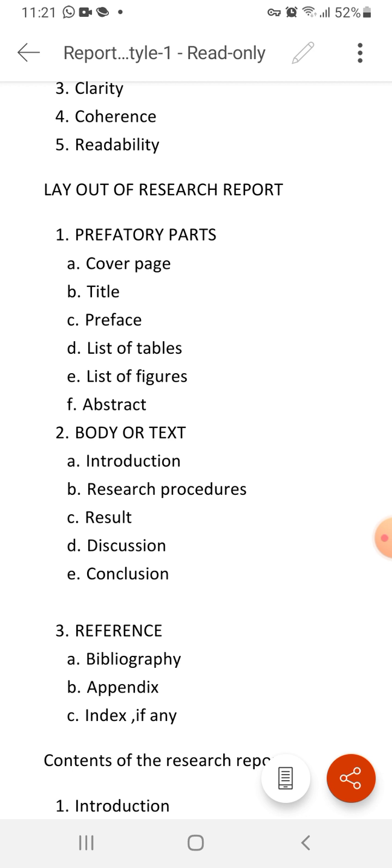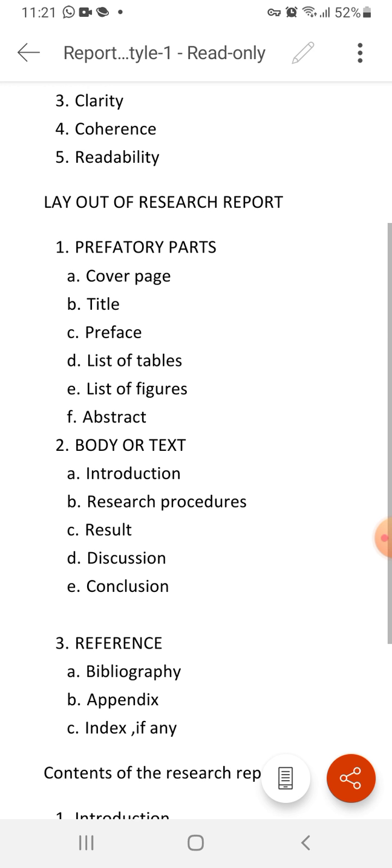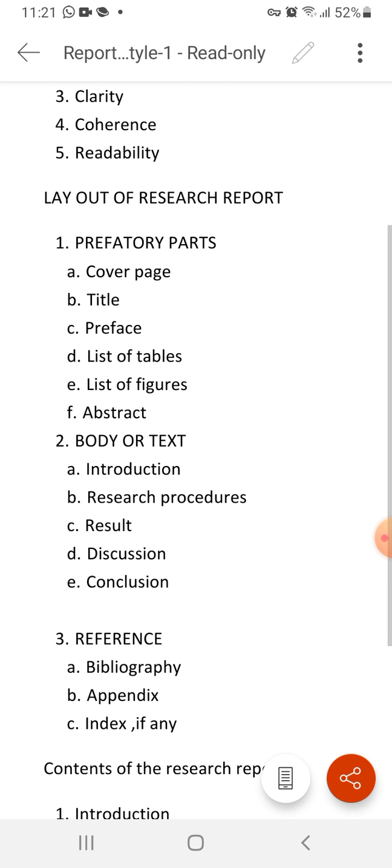Then discussion. This part includes discussing what the results mean. What does it mean? You got some percentage. In the discussion chapter, you discuss what it means. Why did we get this percentage? How do they relate to the objective of the project? To what extent have they resolved the problem? Therefore, it is known as discussion.